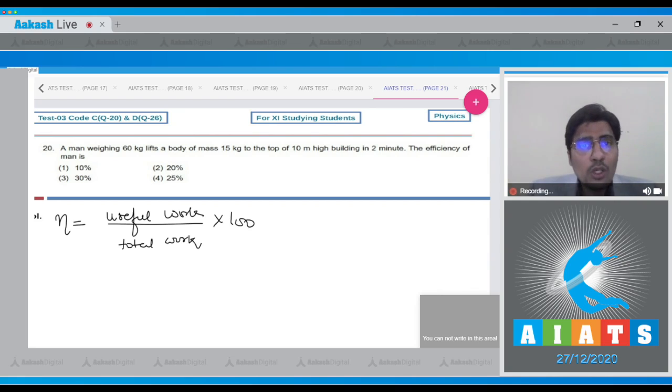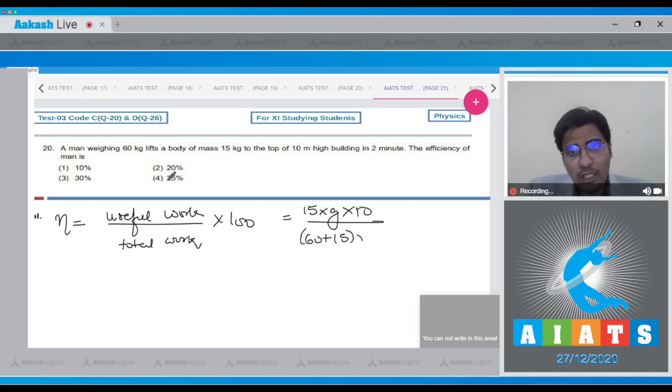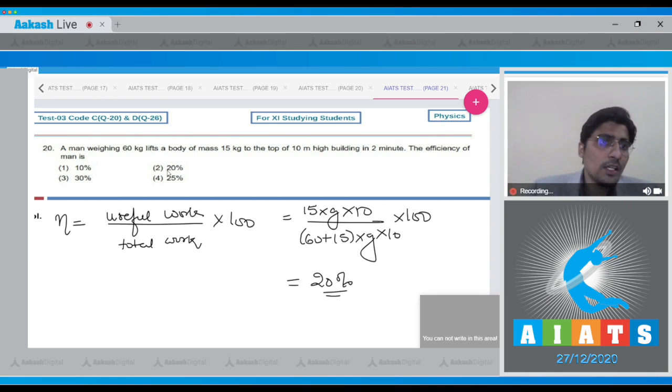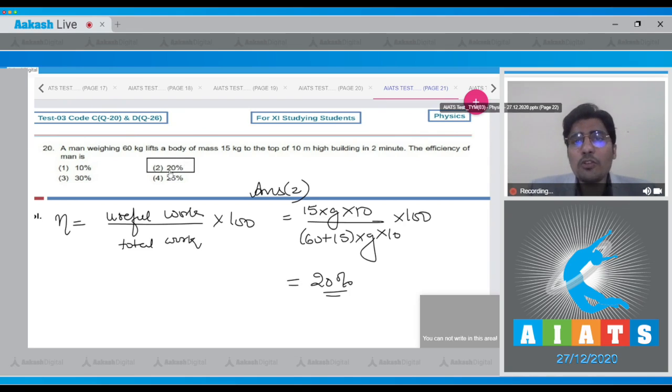Now the useful work here will be equal to 15 into g into height, that is 10, divided by the total work, and the total work will be equal to the total mass, 60 plus 15, into g into 10. On solving this, we get a value of 20%, and hence the efficiency of the man is 20%, meaning that the correct answer is option number 2. Moving on to question number 21.